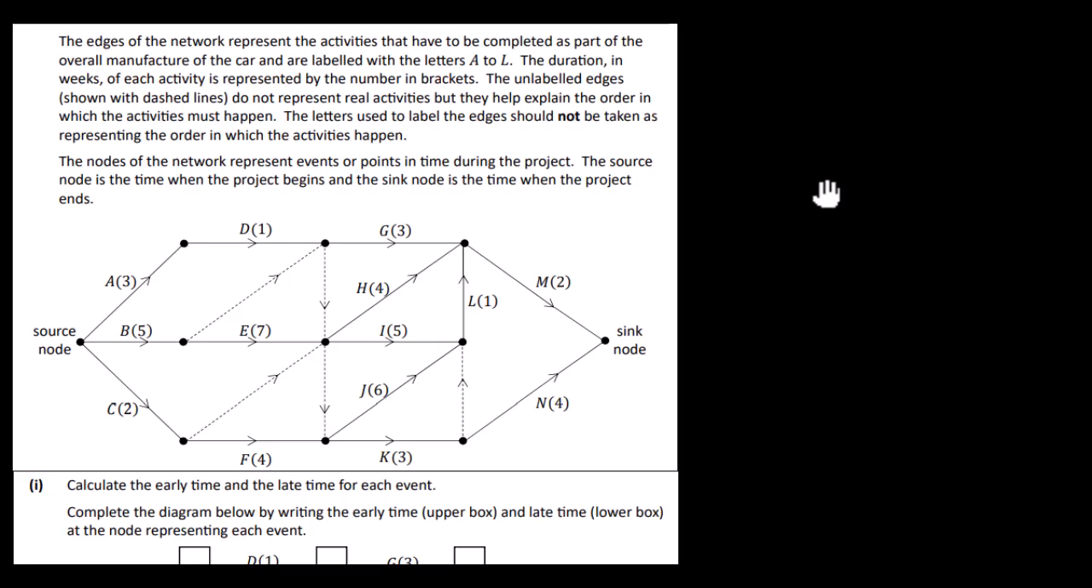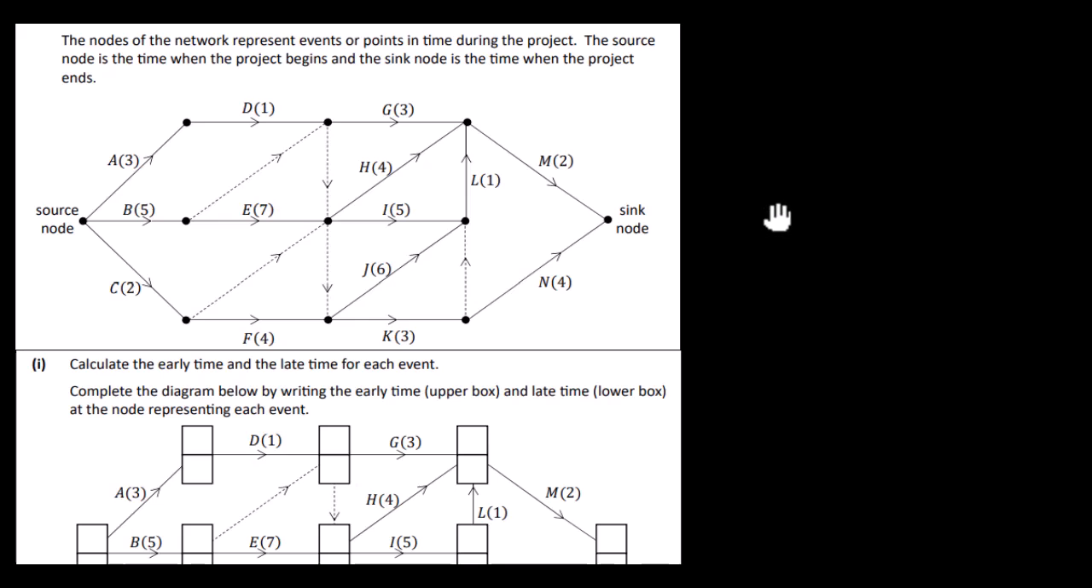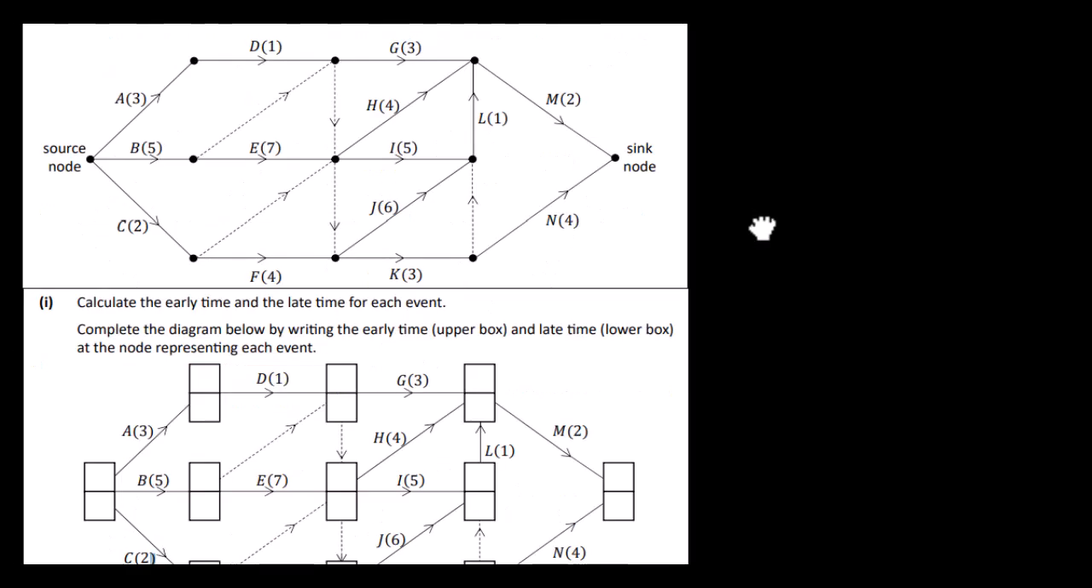The unlabelled edges shown with dashed lines do not represent real activities, but they help explain the order in which the activities must happen. The letters used to label the edges should not be taken as representing the order in which the activities happen. The nodes of the network represent events or points in time during the project. The source node is the time when the project begins, and the sink node is the time when the project ends. There's our network there.